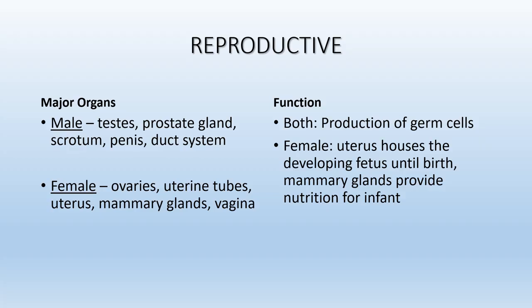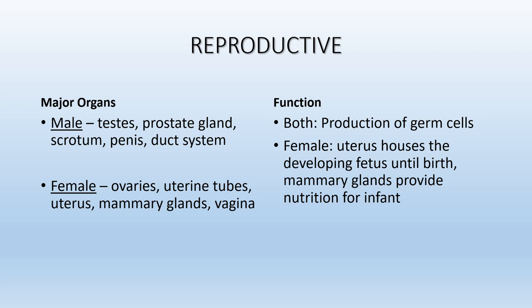The reproductive system, the major organs in the male is going to be the testes, prostate gland, the scrotum, penis, duct system. And for females, it's going to be the ovaries, the uterine tubes, the uterus, mammary glands, and vagina. The function of both of them is production of what we call germ cells. These are commonly referred to as the sex cells, either the sperm for the males or the egg or ovum in females.